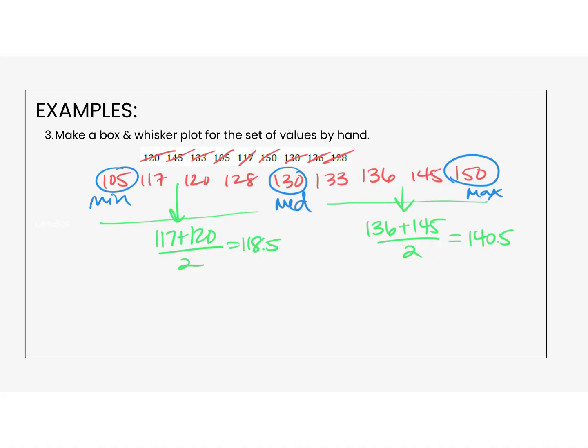Okay, so there's my 5-number summary: minimum, first quartile, median, third quartile, maximum. Now let's try and draw our box and whisker plot. So we're going to draw a number line. It has to go from 105 to 150, so I'm just going to start at 100.